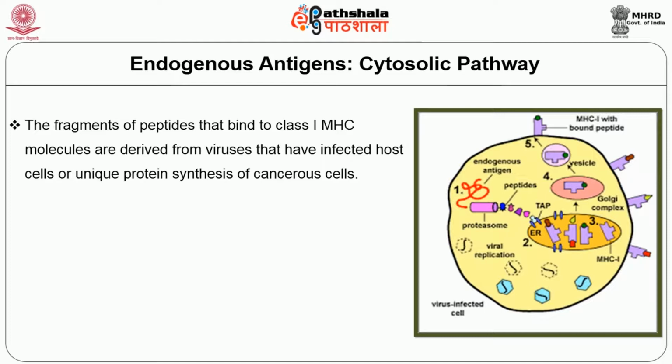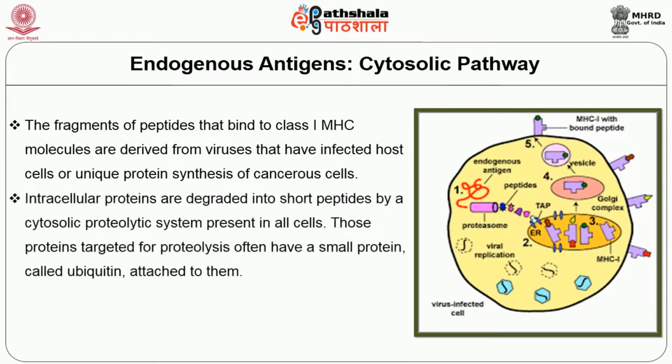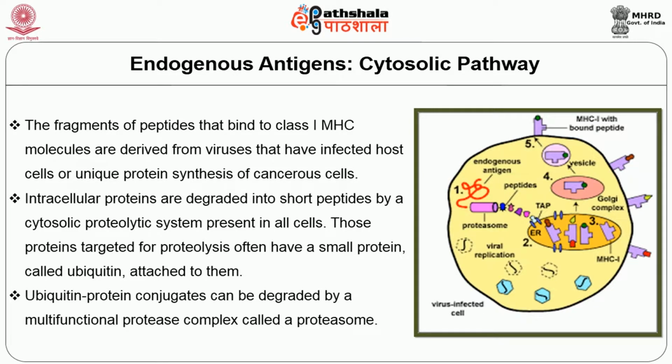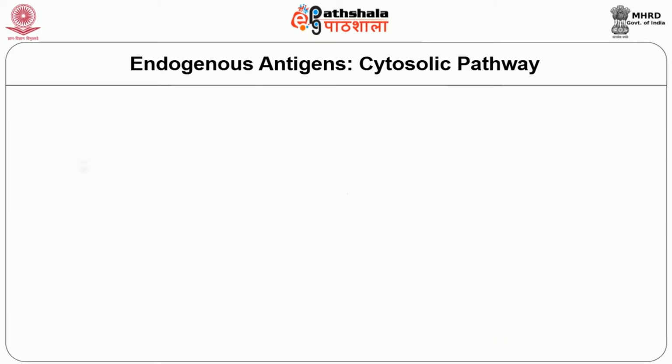First, let's see endogenous antigen processing, that is the cytosolic pathway. The fragments of peptide that bind to class 1 MHC molecule are derived from viruses that have infected the host cell or from unique protein synthesis of cancerous cells. Intracellular proteins are degraded into short peptides by a cytosolic proteolytic system present in all cells. These peptides targeted for proteolysis often attach to a small protein called ubiquitin. Ubiquitin protein conjugates can be degraded by a multifunctional protease complex called the proteasome.